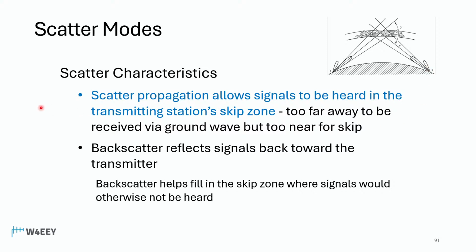So scatter propagation allows signals to be heard in the transmitting station's skip zone, too far away to be received by ground wave, but too near for skip. So you can just be really happy when that happens because it's very difficult to predict. Backscatter, I mentioned, will reflect a signal back toward the transmitter when it comes down to the ground near the station that's listening to you. So backscatter helps fill the skip zone when signals would otherwise not be heard.